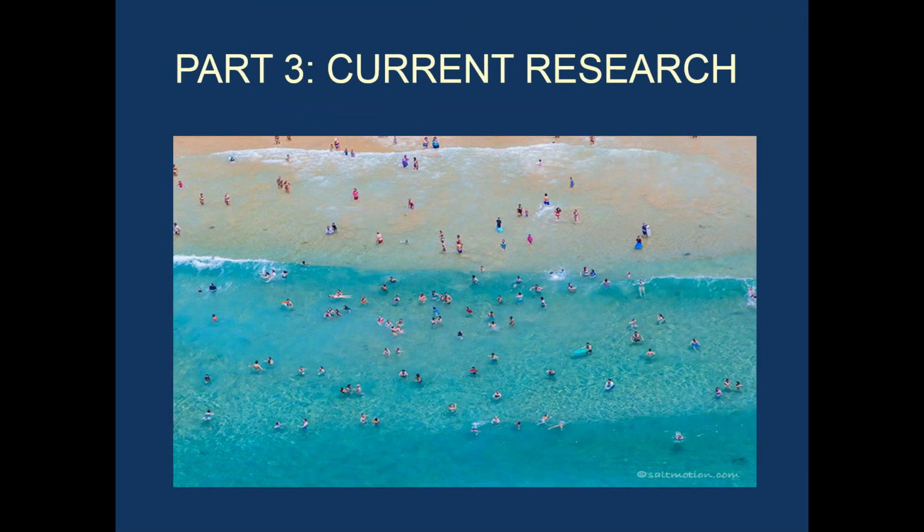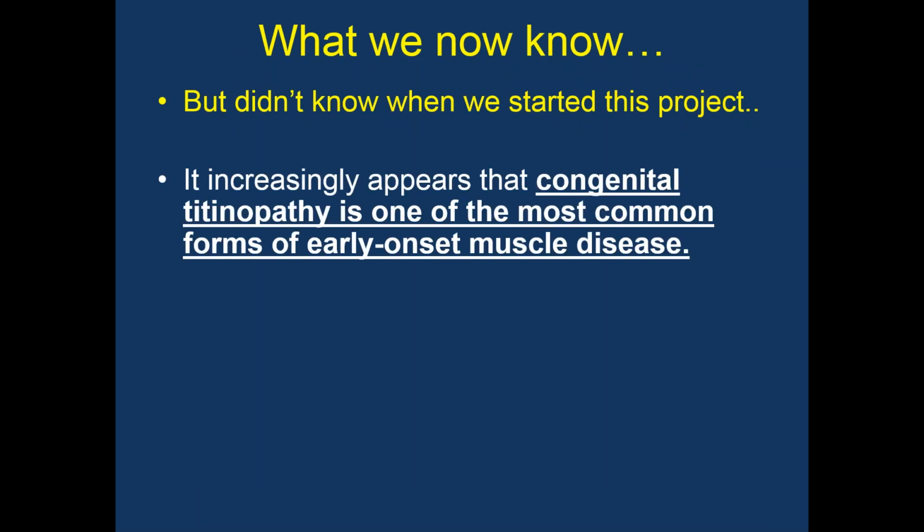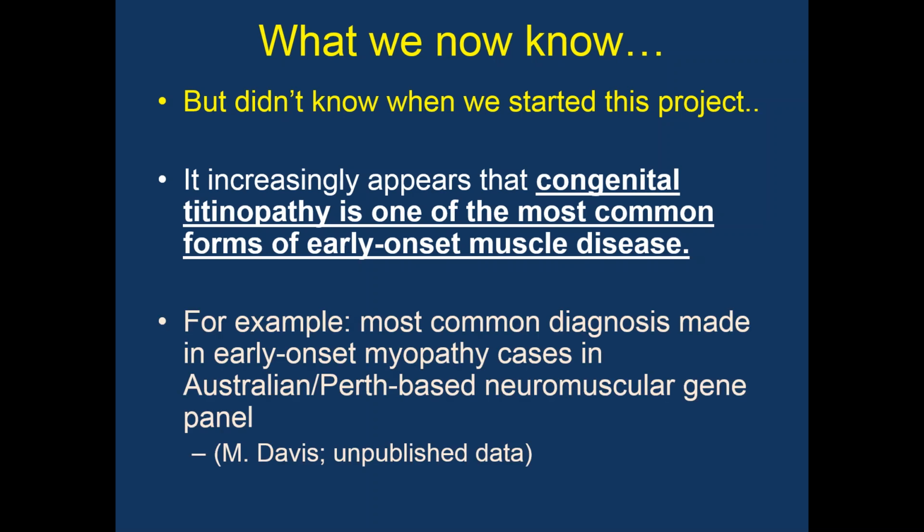And part 3, so current research. This is hopefully really exciting stuff. What we now know but didn't know when we started this project was that it increasingly appears that congenital titinopathy is one of the most common forms of early onset muscle disease, one of the most common congenital myopathies.